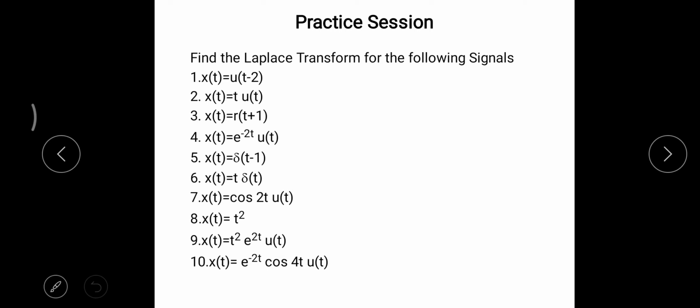The sixth one is t into delta of t. The seventh one is cos 2t into u of t. The eighth one is t square. The ninth one is t square into e power 2t into u of t. The 10th one is e power minus 2t into cos 4t u of t. These are some of the examples I have given. So you can apply this and find the Laplace transform for the signals by using the Laplace formulae.